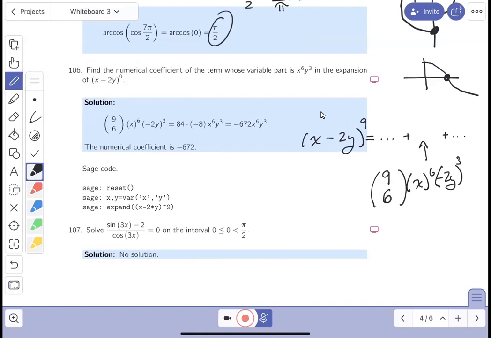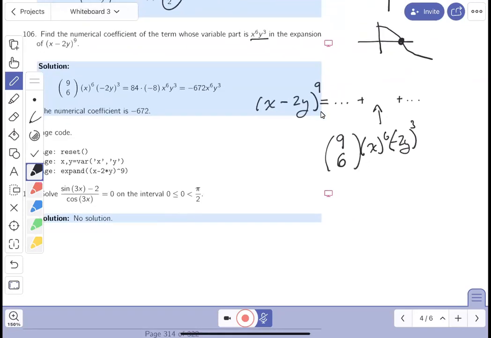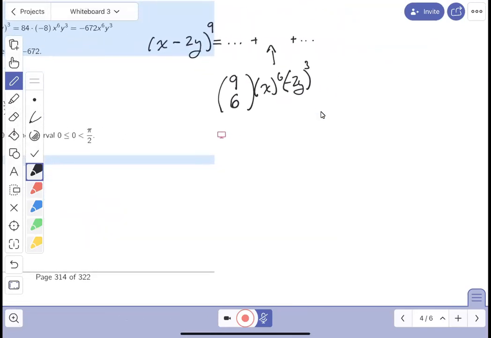All right. Now, would I get what they got? And I do. I get x to the 6, y cubed. What's the number? That's what they're asking for. So let's write this down. And one thing at a time. So 9 factorial. I'm looking at the number now.